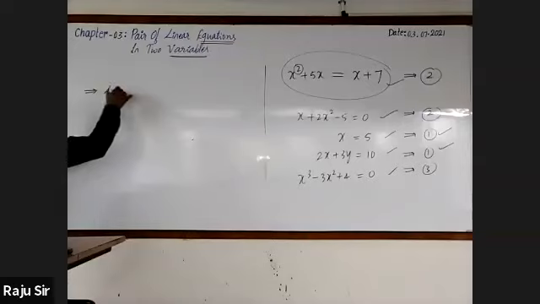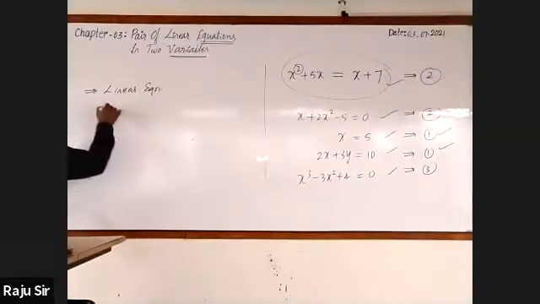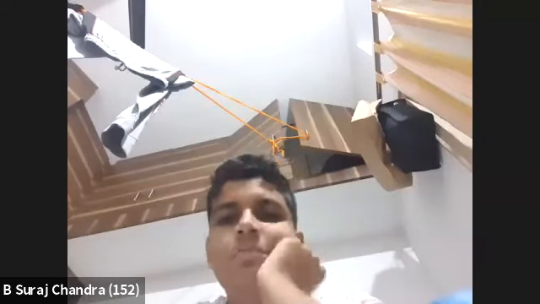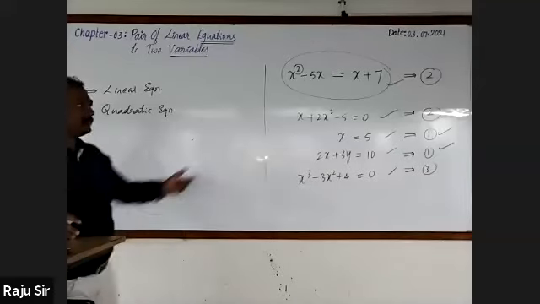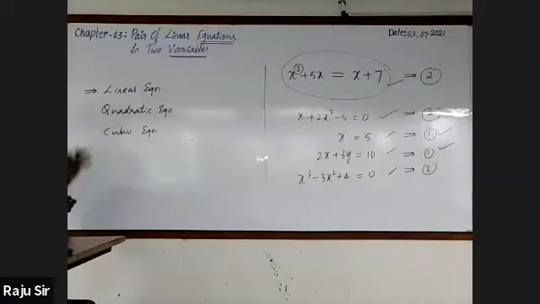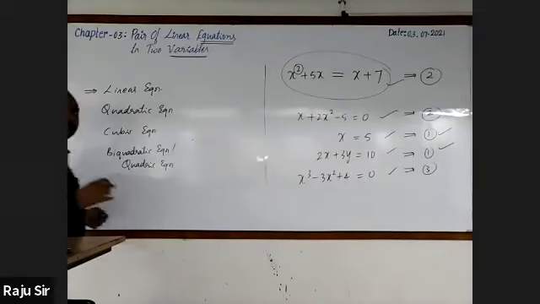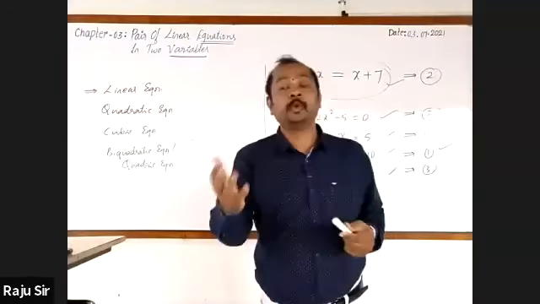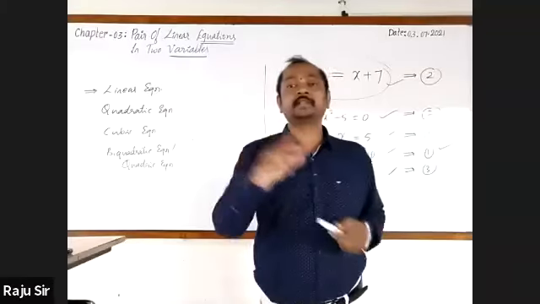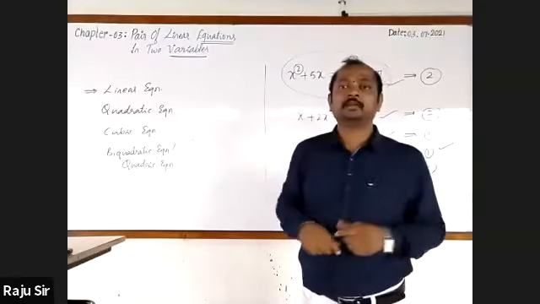You need not write anything, just observe. Linear equation; an equation of degree 2 is called a quadratic equation. Like in polynomials, here also we are classifying. An equation of degree 3 is a cubic equation. An equation of degree 4 is a bi-quadratic equation, also called quartic. An equation of degree 5 is called a quintic equation. Degree 6 is called a hexic equation. So we classify the equations based on their degree.